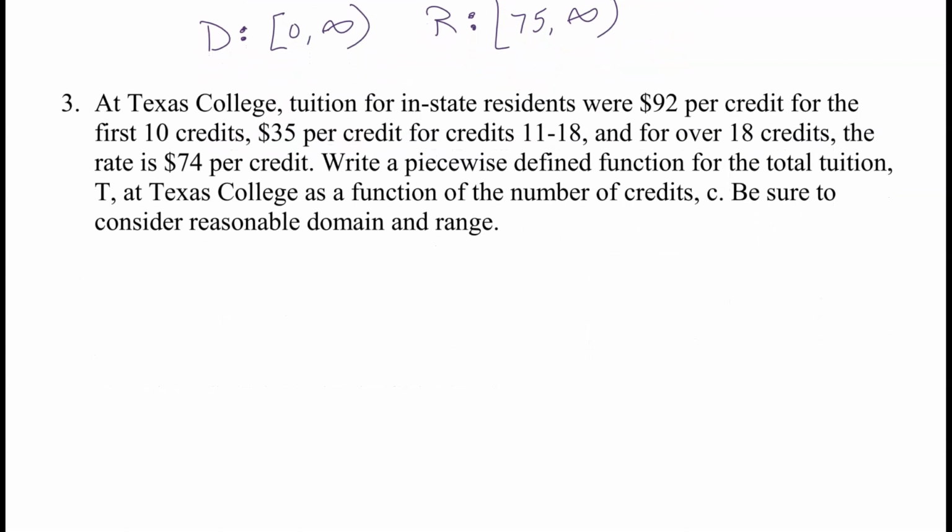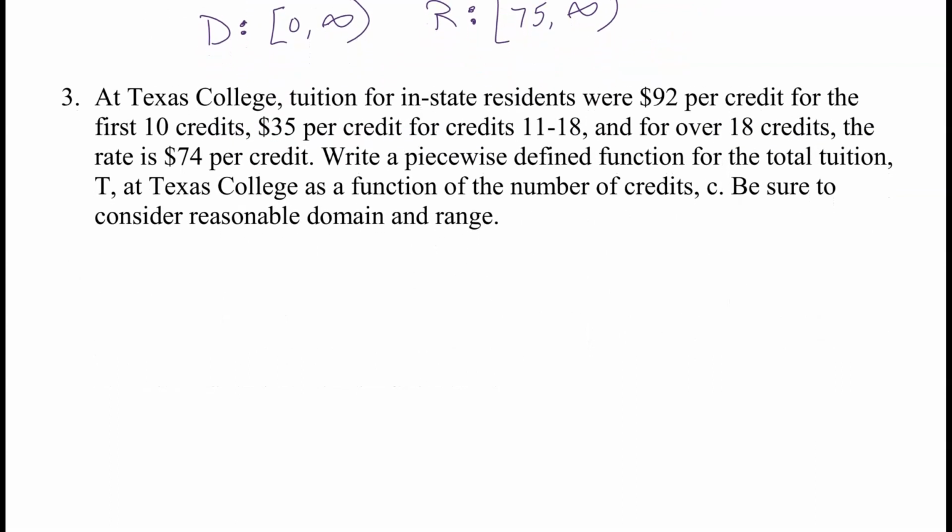And lastly, at Texas College, tuition for in-state residents was $92 per credit for the first 10 credits, $35 per credit for credits 11 through 18, and for over 18 credits, the rate is $74 per credit. Write a piecewise function for the total tuition T at Texas College as a function of the number of credits C. So it wants us to define this piecewise as T of C.